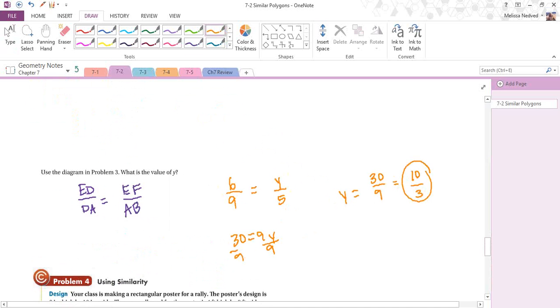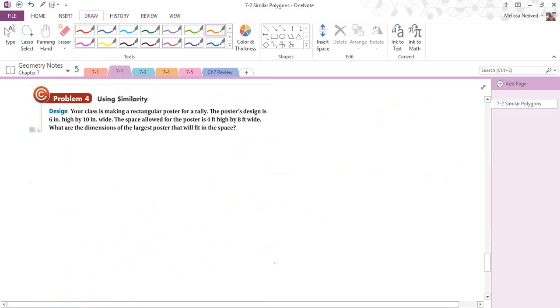Now this last part is the trickiest part. I think there's just one of these on your homework, but it's an important concept to go over. It says your class is making a rectangular poster for a rally. The poster's design is 6 inches by 10 inches. So it's just a little design, less than the size of a piece of paper. But the space allowed for the poster is 4 feet high, 8 feet wide. What are the dimensions of the largest poster that will fit on the space?